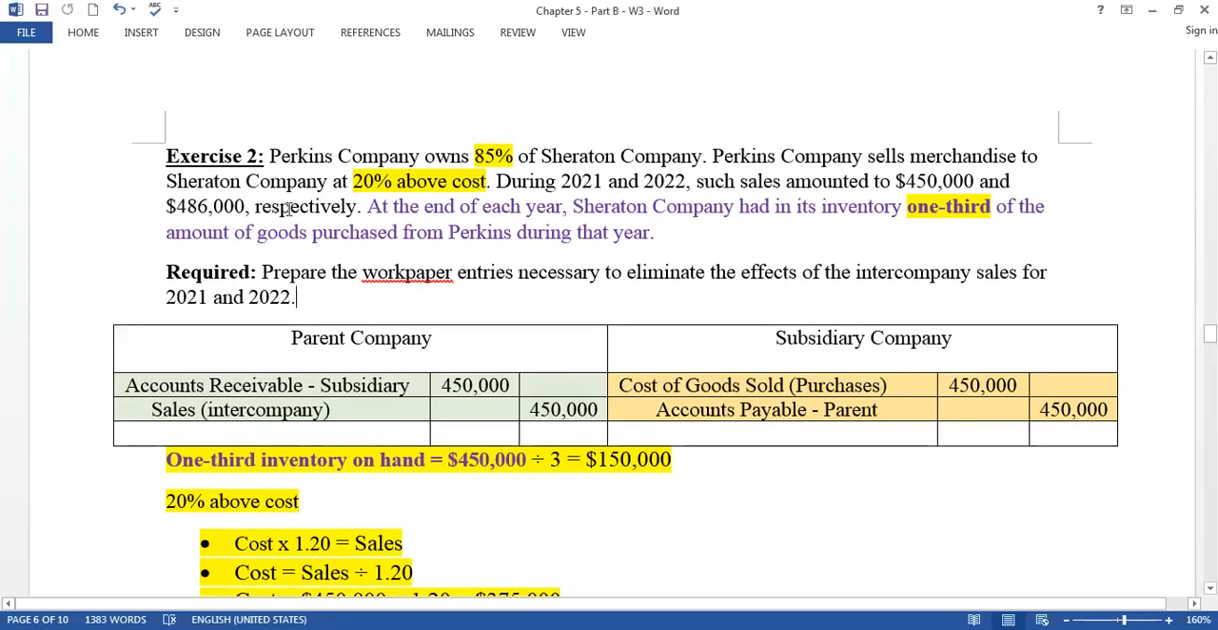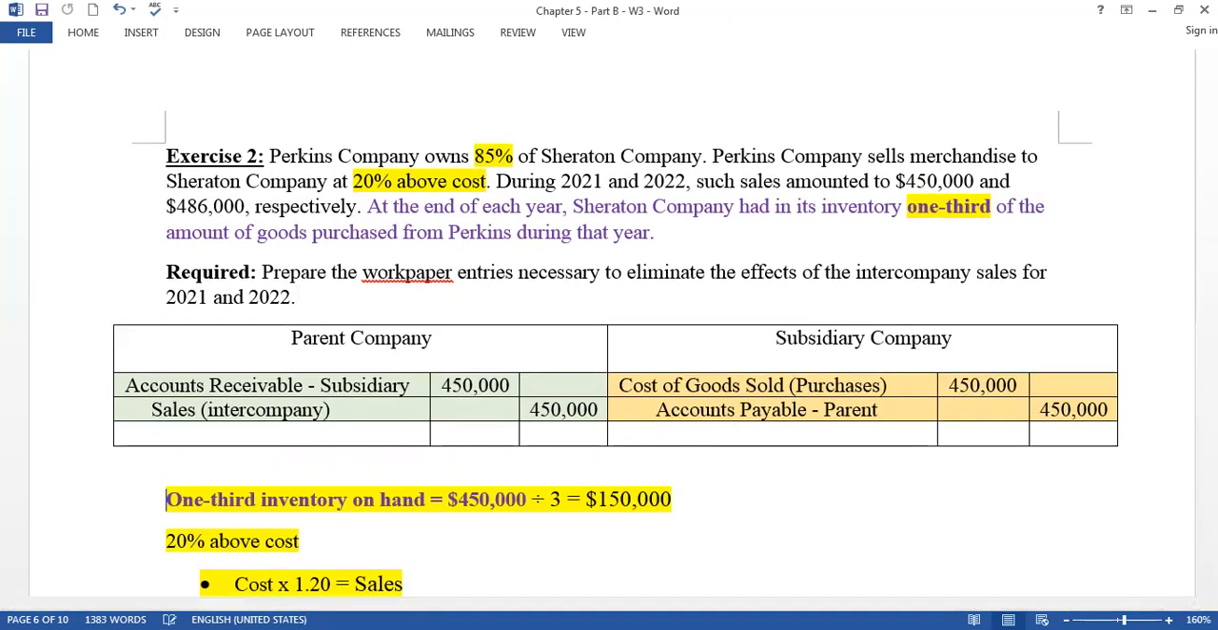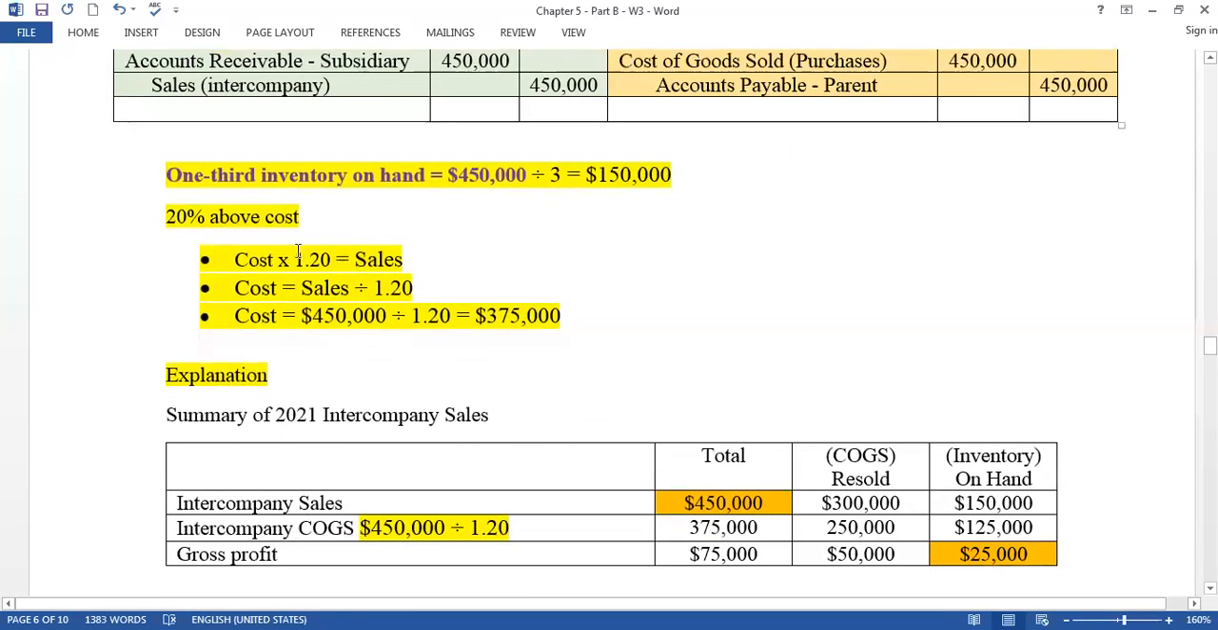So cost is not given. If you read this question, the sales amount is given. This is the sales amount for 2021. This is the sales of the parent, which is the cost of the subsidiary. But cost of goods sold is not given. So in this question, I repeat again, sales is given, but cost of goods sold is not given. We have to calculate the cost of goods sold. And this is the formula for how to calculate the cost of goods sold.